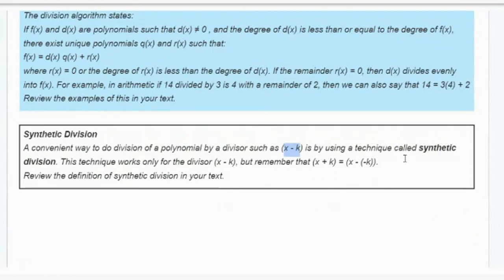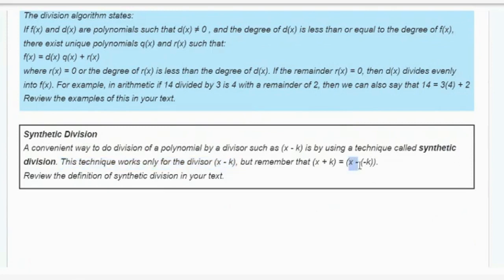So we're going to review that. You may have remembered it from Algebra 2, but if not, we're going to look at an example of that. Now, this technique works only for the divisor x minus k, not 2x or 3x, like I said. If you have a coefficient on the x, you don't use synthetic division. But remember, if you have x plus k, that's still the same thing.